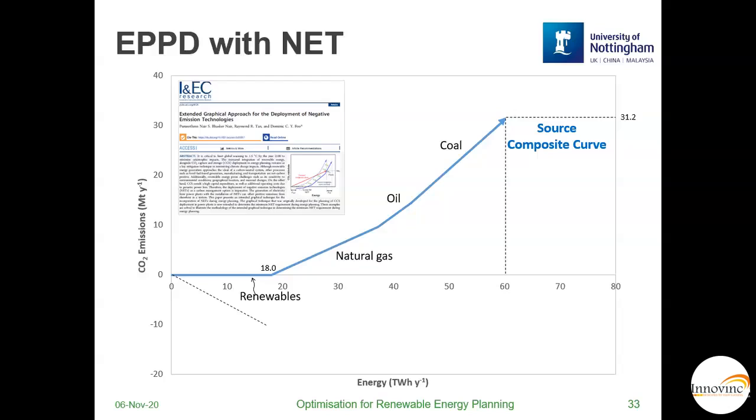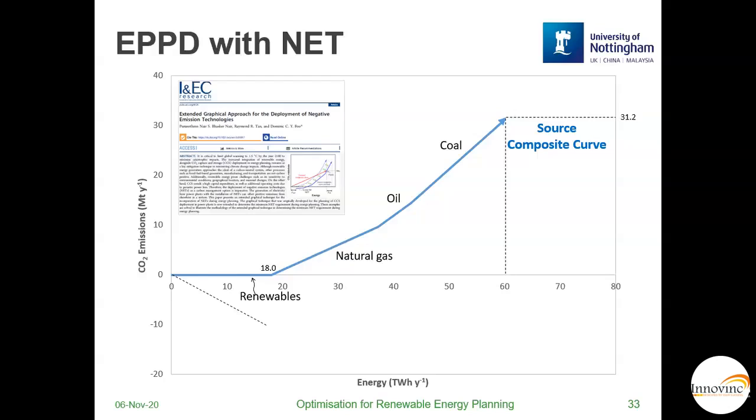Similar to the earlier diagram, in this case you can see that we have renewables, natural gas, oil and coal trying to fulfill 60 terawatt hours per year of energy. Without NET, without negative emission technology, we need to put in 18 terawatt hours per year of renewables. That is fine. However, in some countries this may not be directly applicable because of many issues, such as land.